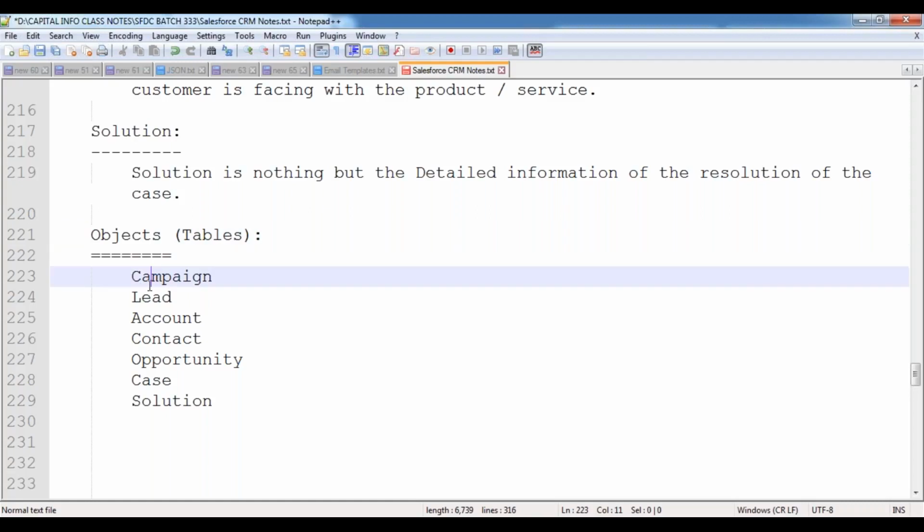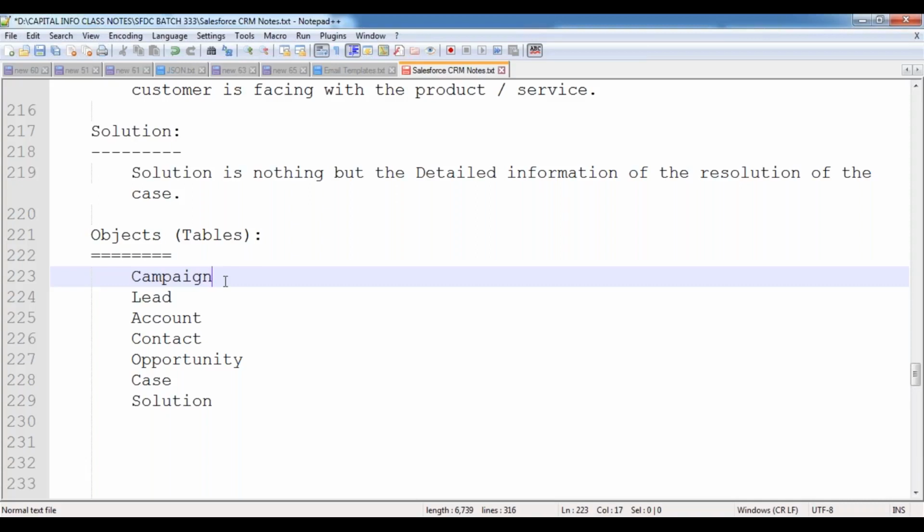Now here in this case, as part of CRM, we use various objects. The campaign object, that means the campaign table, contains all the marketing related information. The lead table holds all the lead records information. The account table has all the customers' information. The contact table has all the customers' contact details. The opportunity table has revenue information. The case table has problems information, nothing but customers' problems information. The solution table has all the customer solutions. For the cases raised by the customer, the solutions that we have offered are available inside that solution object.